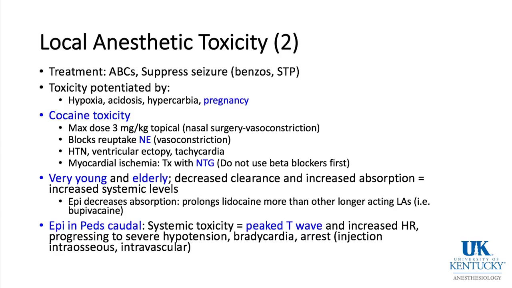And the treatment for cocaine toxicity is to stop the coronary vasospasm with nitroglycerin. Don't use beta blockers first, even if they're tachycardic and hypertensive. Give nitroglycerin. There are some populations that have a higher chance of having local anesthetic toxicity. That's the very young and the very old, because they don't clear it as well and maybe absorb it a little more and have increased systemic levels.